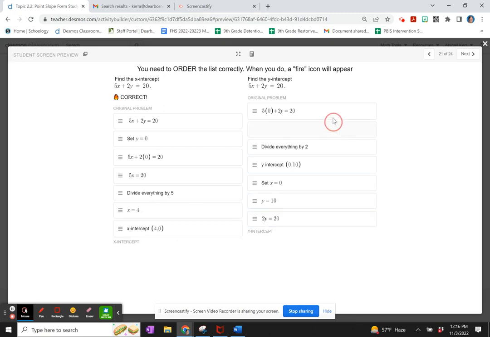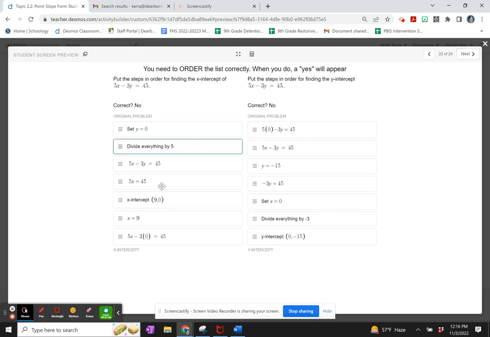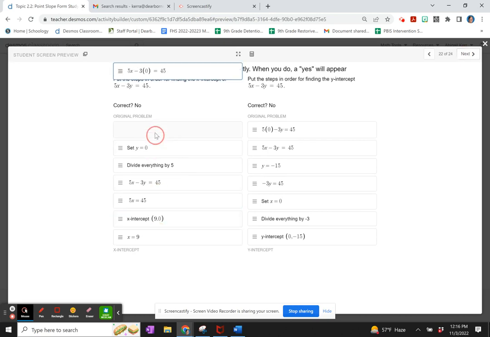Same thing with this problem. You want to start with the original, but to find the y-intercept, you got to do the opposite. You got to set x equal to 0. 5 times 0 goes away, so then we are actually just left with 2y equals 20. Divide everything by 2. We're going to get y equals 10, and then it's 0 comma 10. So same type of problem, just getting you used to it.